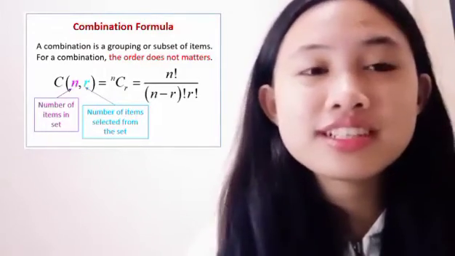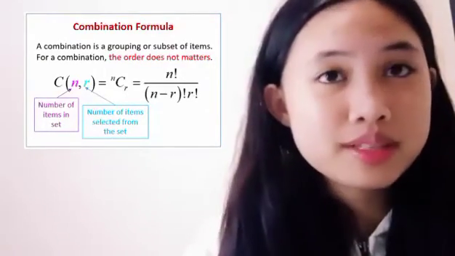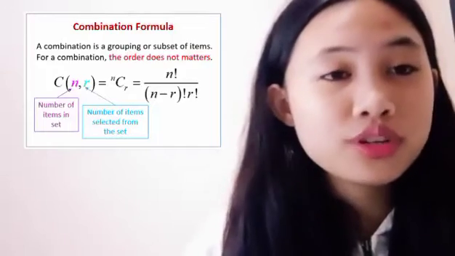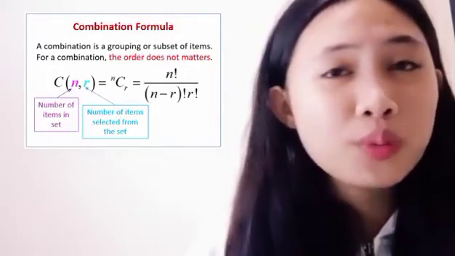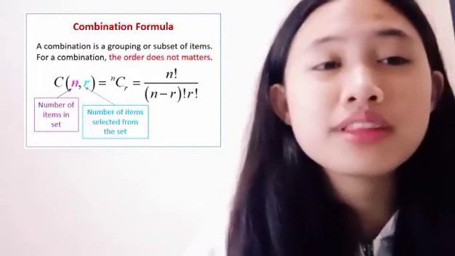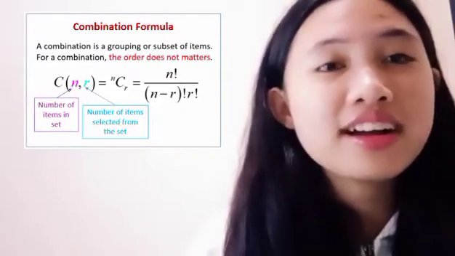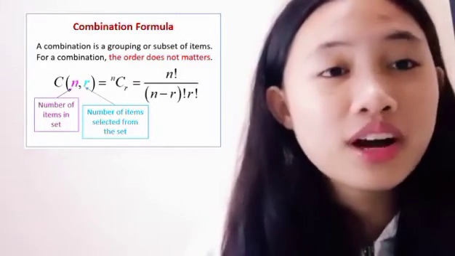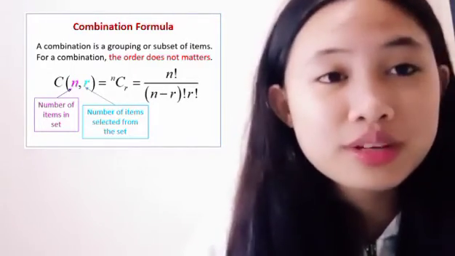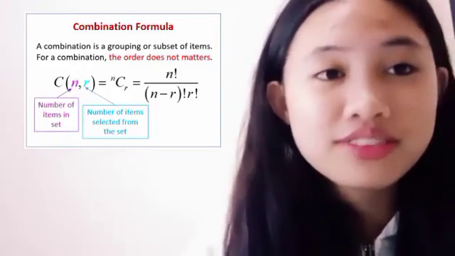A combination is a grouping or subset of items. For combination, the order does not matter. So C(n, r), or nCr, equals n factorial divided by (n minus r) factorial times r factorial.